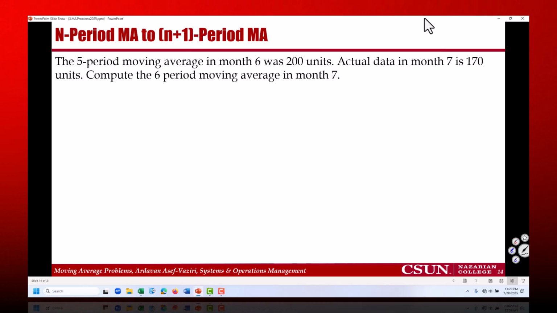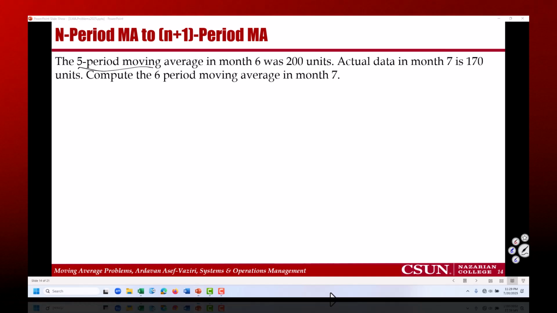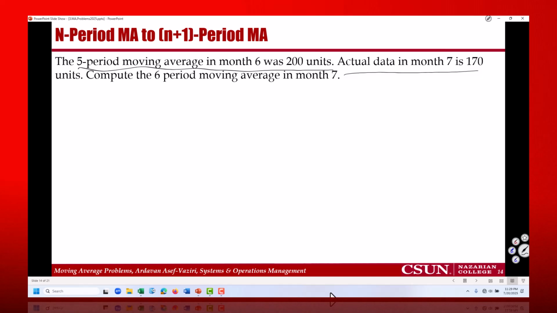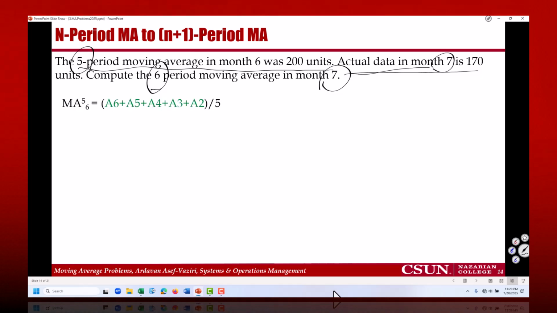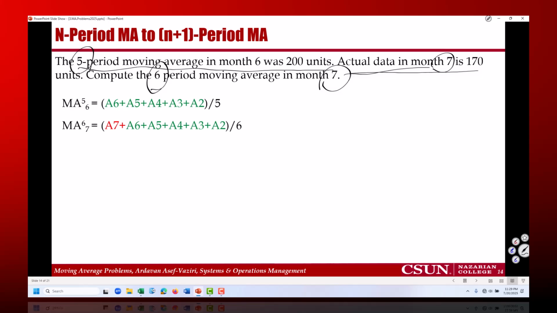The 5-period moving average in month 6 was 200. The actual demand in month 7 is 170. Compute the 6-period moving average in month 7. We have the 5-period moving average in month 6, and we have data for month 7. Now we want to compute the 6-period moving average in month 7. This is the 5-period moving average in month 6. That is the formula. We add A6 to A2 and divide by 5. Here is the 6-period moving average in month 7.